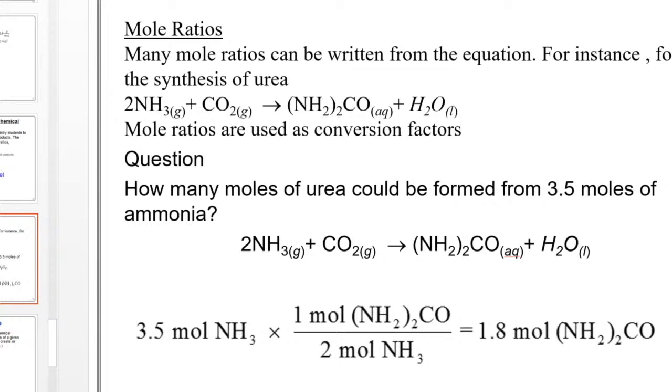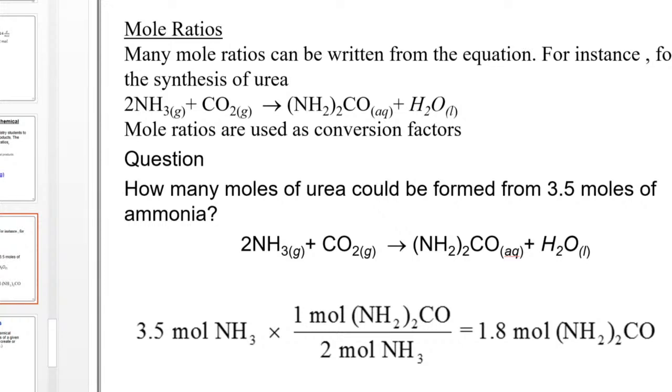Okay, so I was saying stoichiometric coefficients can also be used as mole ratios. For instance, you can look at this synthesis of urea. How many moles of urea could be formed from 3.5 moles of ammonia? Okay, so we see that ammonia plus carbon dioxide is giving you urea plus water. So the question is, how many moles of urea are formed from 3.5 moles of ammonia?